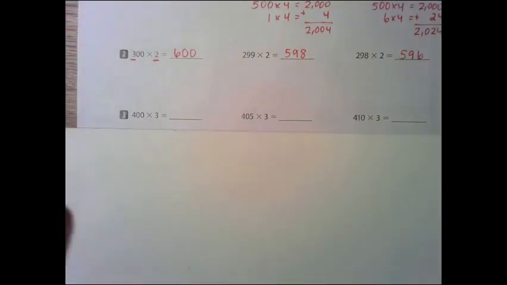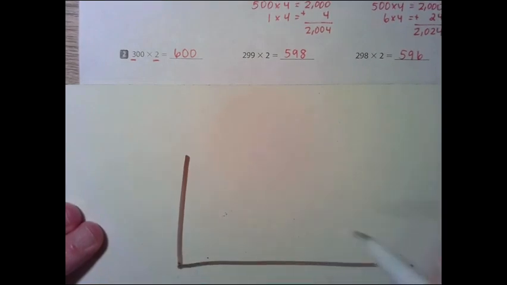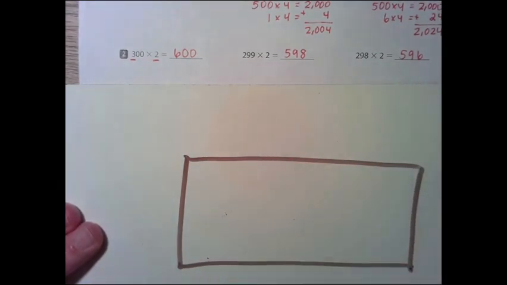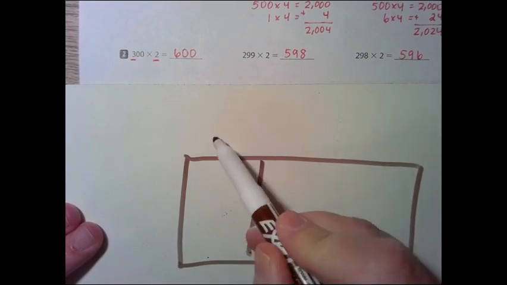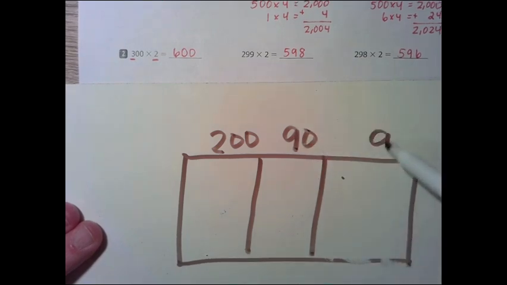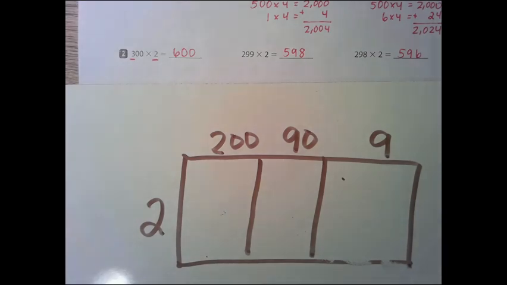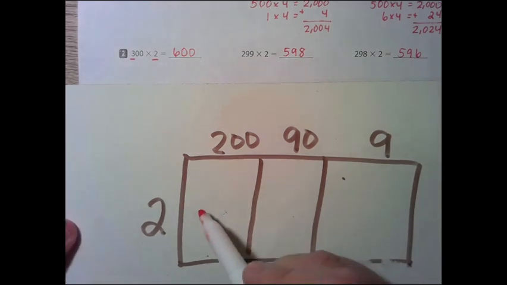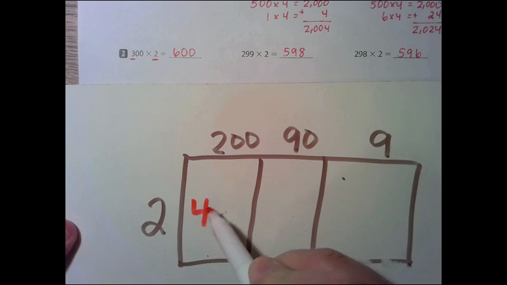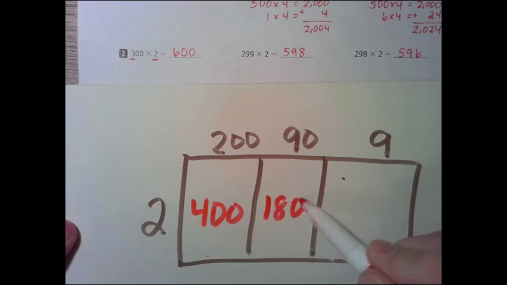So we can go 299. So here's my area model. And we're going to break apart 299, and we're going to multiply that by 2. Okay, so this is the area model, folks. So 200 times 2 is 400. 90 times 2, well, 9 times 2 is 18, and then you attach a 0, is 180. And 9 times 2 is 18.